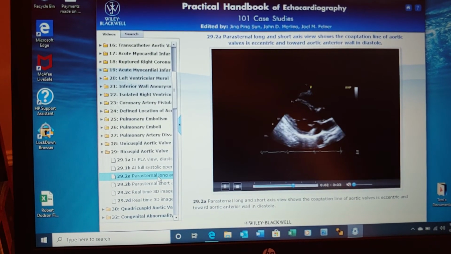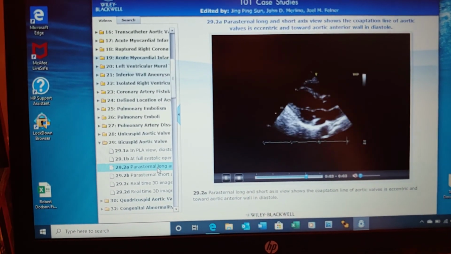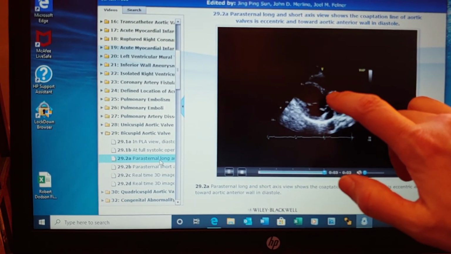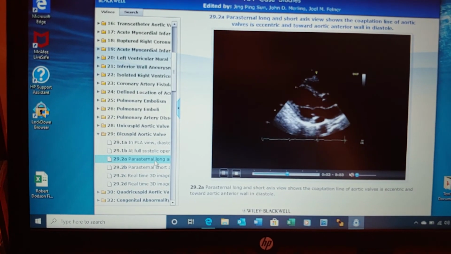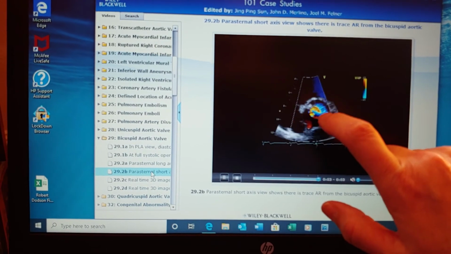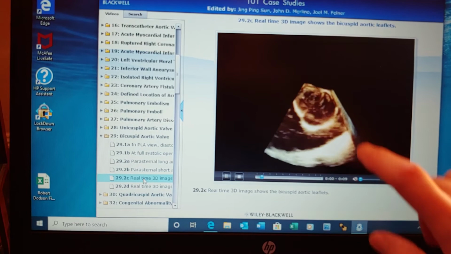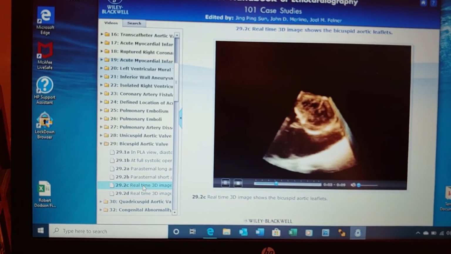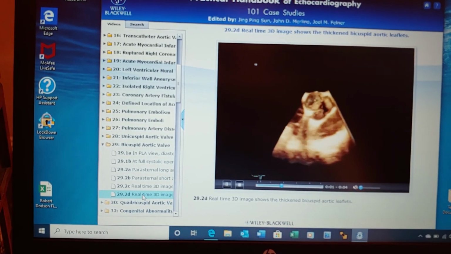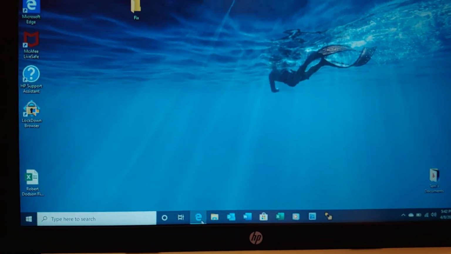This one, parasternal long and short axis views, shows the coaptation line of the aortic valve is eccentric and toward the aortic anterior wall in diastole. So this one is up a little higher, going toward that anterior wall. It shows a trace amount of regurg. And then some 3D images. So this is where you're seeing that fish mouth. See, that's definitely what it looks like. And the last one, even more so, a little baby fish mouth. So that's my images.